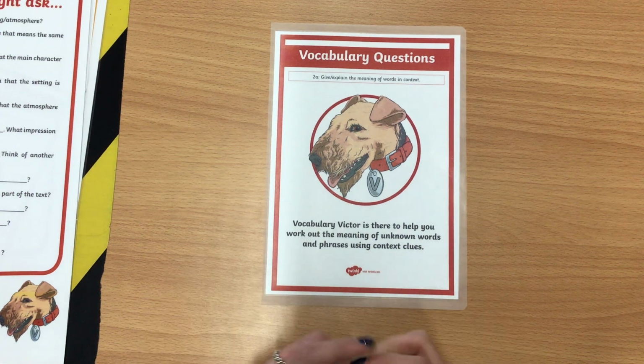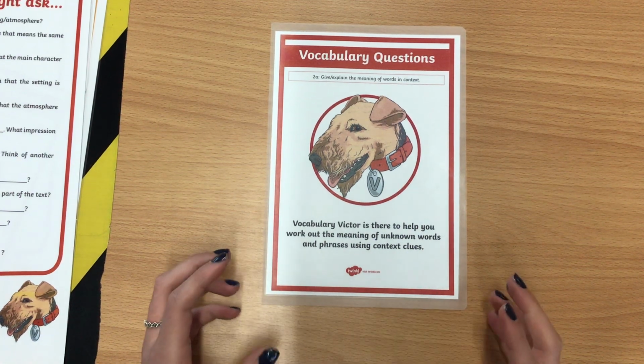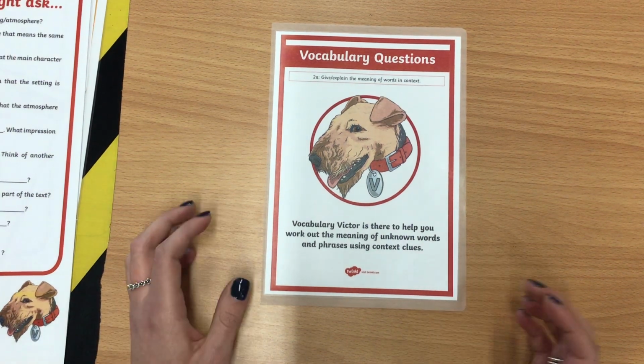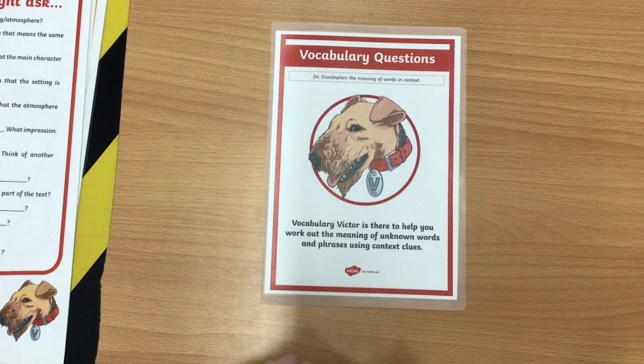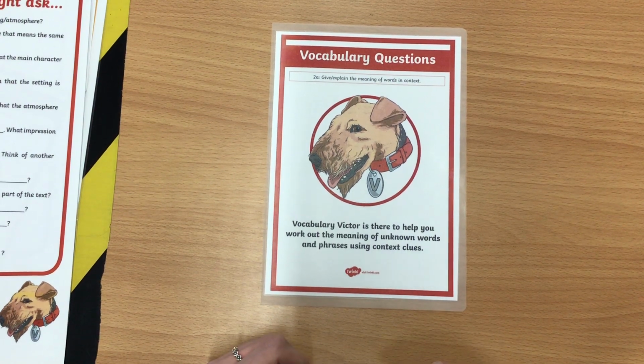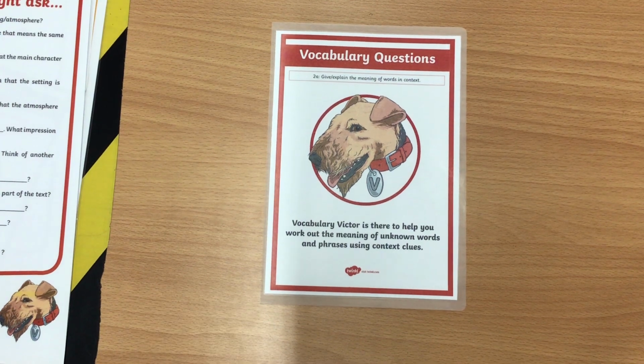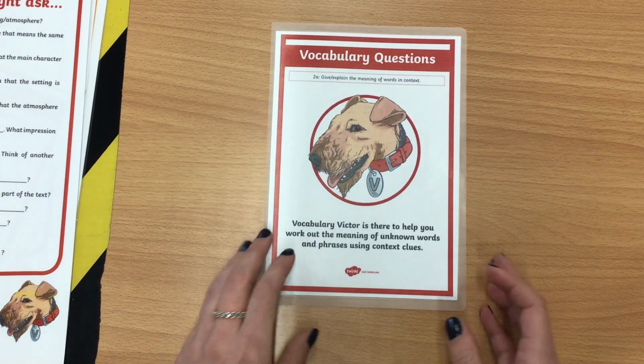So if you're not sure what the word means, you need to read around that word and use your understanding of the text to help you. So it could be a question like, what does this word tell us about a character in this book? So you might have to look at that word, work out the meaning, and then think, what does that tell us about the character? Okay, so that's Vocabulary Victor.